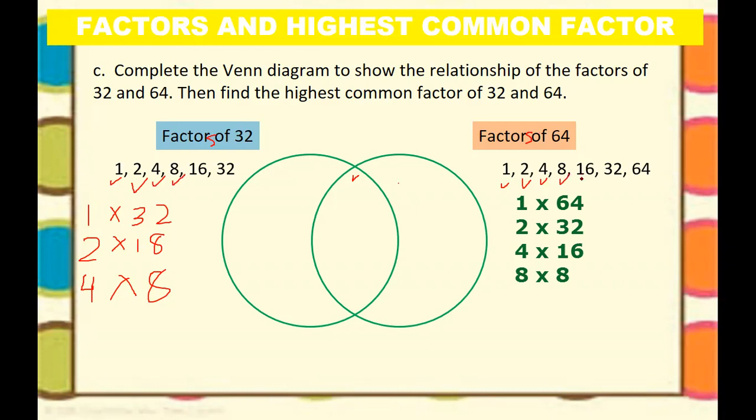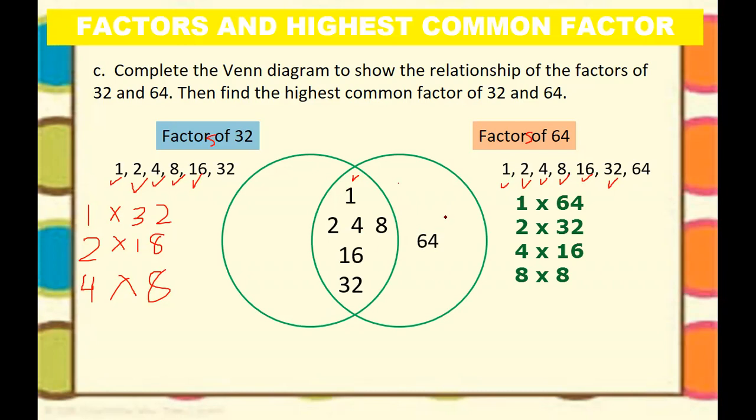I think we have 16 and 32, correct? So now let's put all this in the middle: 1, 2, 4, 8, and 16, and 32. So nothing is left that is not common with 64, but we have not written 64. So what are the common factors of 32 and 64? 1, 2, 4, 8, 16, and 32.